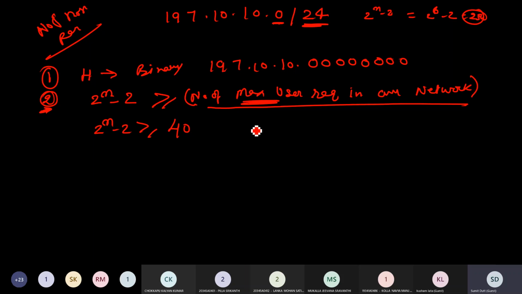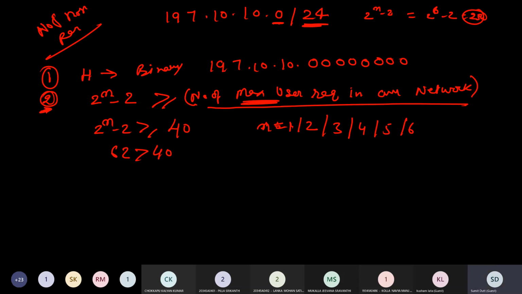So now if I put the value of n equal to 1, it will be 2 minus 2, 0. If it is 2, 2 to the power 2 means 4 minus 2, 2. No. If it is 3, then 2 to the power 3 means 8 minus 2, 6. It doesn't meet the criteria. 2 to the power 4 means 16 minus 2, 14. No. 2 to the power 5 means 32 minus 2, 30. No. 2 to the power 6 means 64, and 64 minus 2 is 62, which is greater than 40. Am I clear?